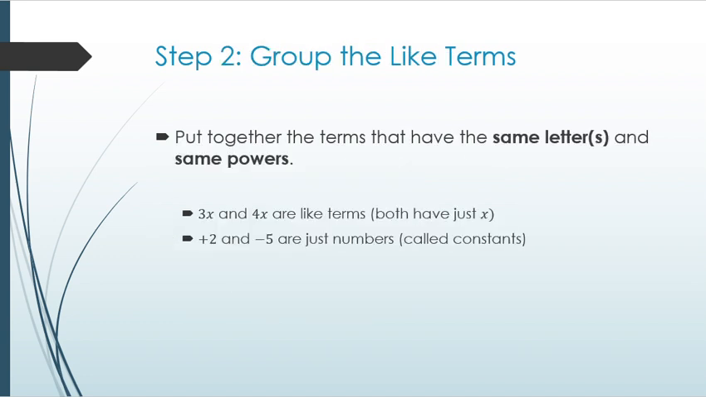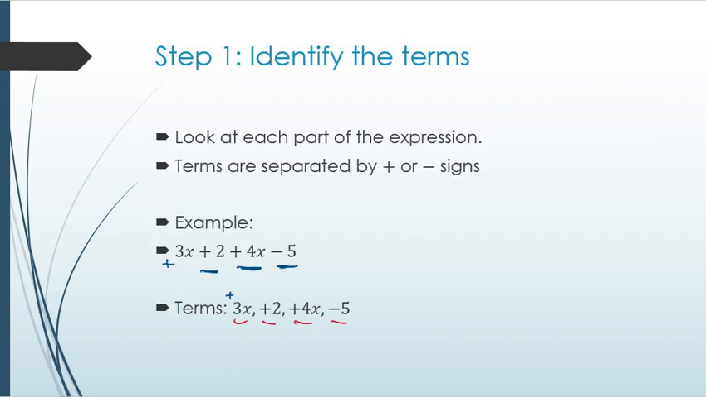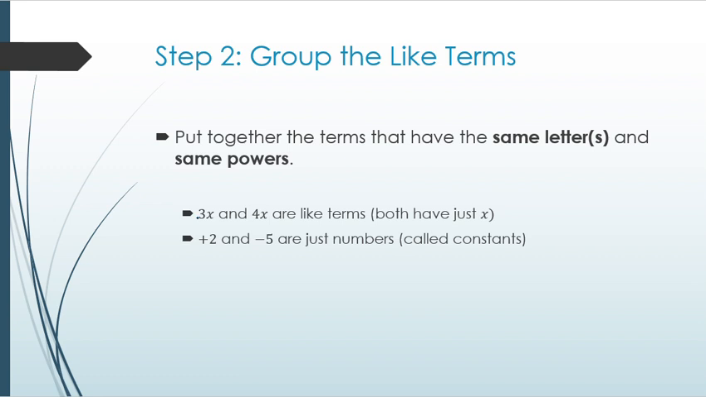Step two, group the like terms together. Put together the terms that have the same letter or letters and same powers. Okay, so I have 3x and 4x based on my list here, 3x plus 4x. We know that because they both just have x by itself. And then I have plus 2 and negative 5. They're just numbers and they're called constants, okay?